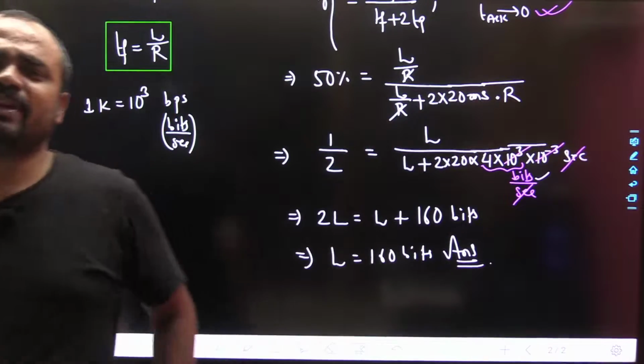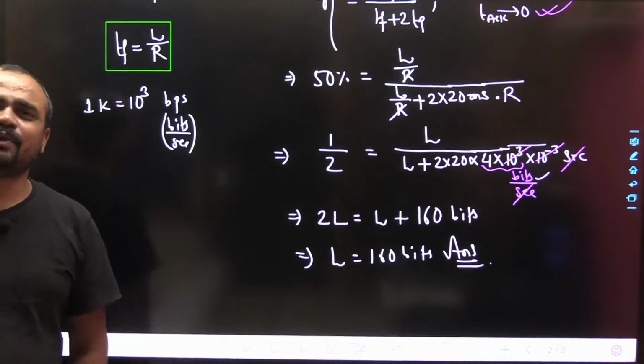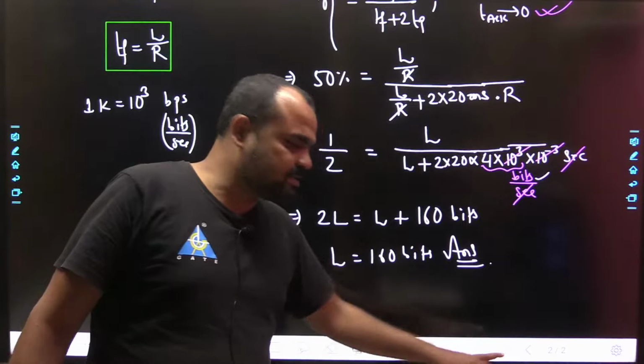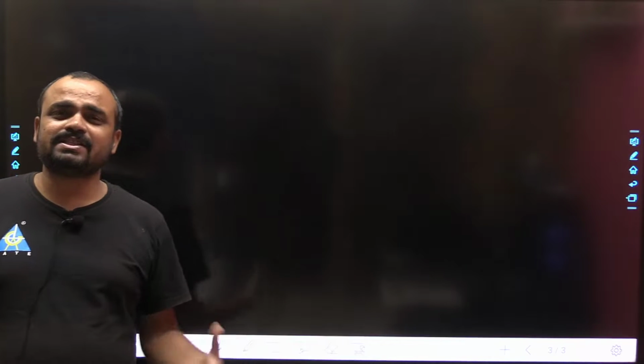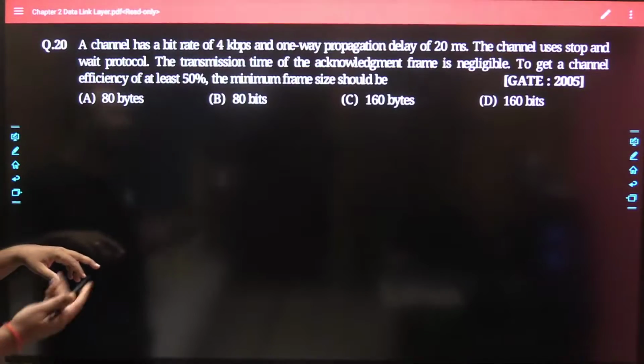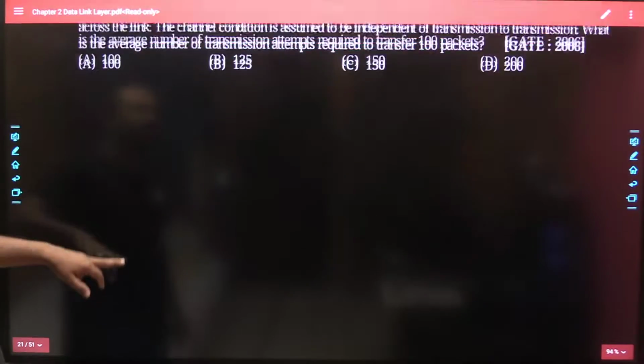Okay, now let's try to solve one more problem based on the same concept. Then you will get some confidence. See, solving GATE previous year numericals will give us the confidence. So always try to solve as many problems as possible related to your concept. So let's come to another problem and try to solve it out. This was question number 20 from the GATE 2005.